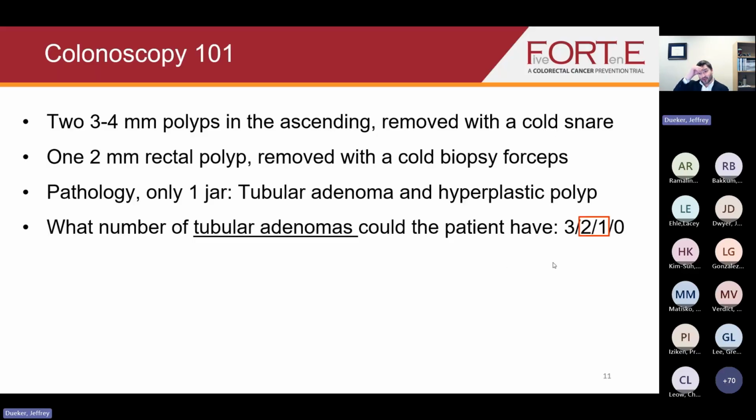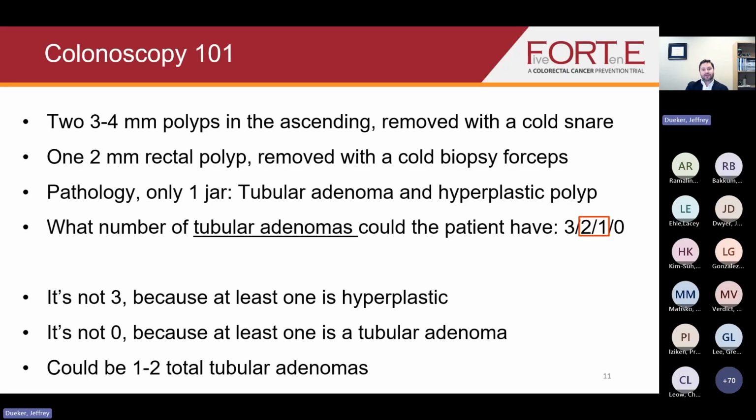So the answer is 2 or 1, and I'll explain. It's not 3, because at least one of the polyps is hyperplastic. So I guess one concept is a polyp is either one thing or another thing. Because they're seeing some hyperplastic tissue, it means that at least one of these polyps, probably the rectal one, was a hyperplastic polyp. Now, I don't know that, right? But I'm just sort of guessing.